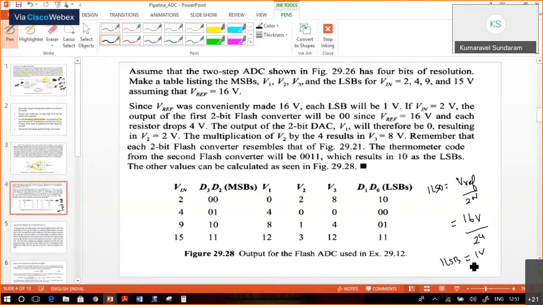For a change in 1 LSB to occur, we should increase the analog voltage by 1 volt. That's what is mentioned: each LSB will be 1 volt. So now if Vin is equal to 2 volts, with 4 bits, the quantization level is going to be 2 power n combinations from 0 to Vref.